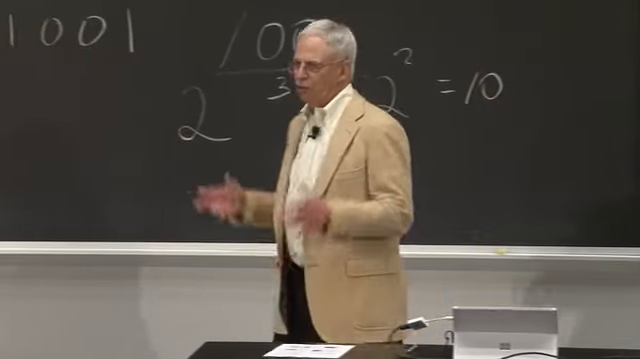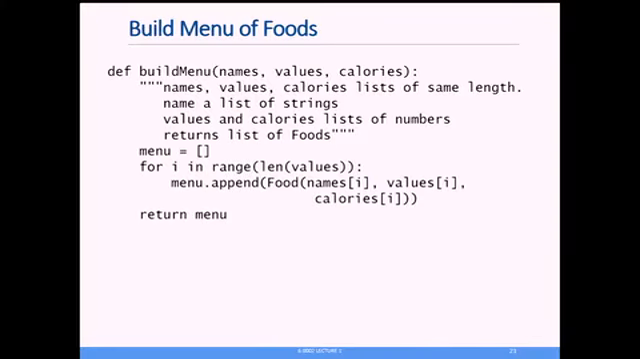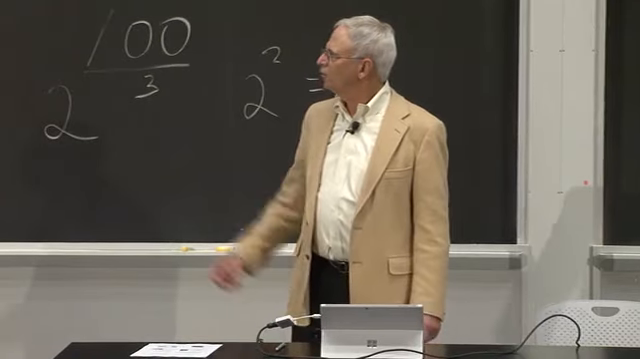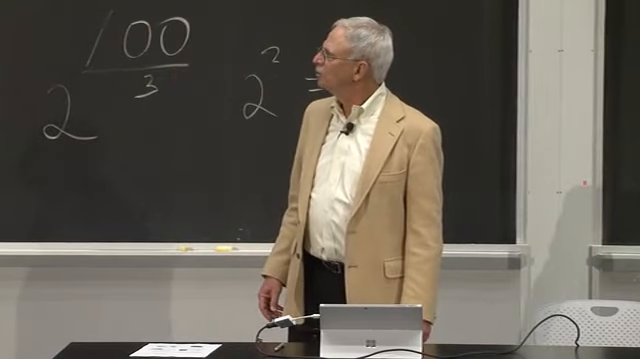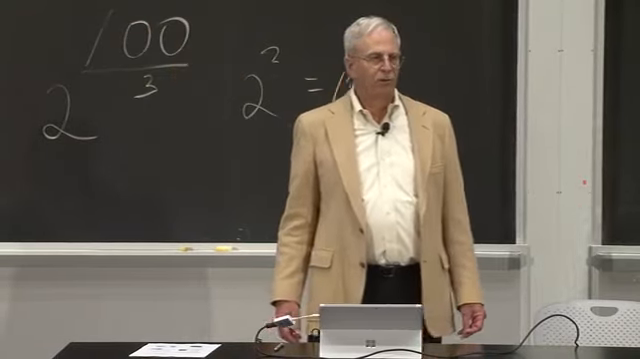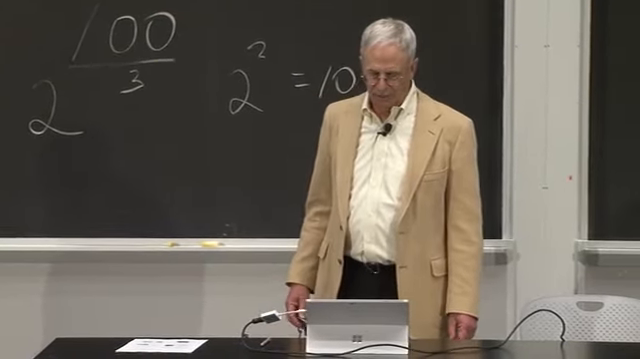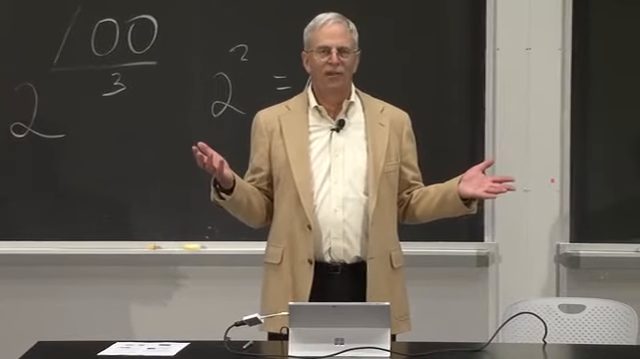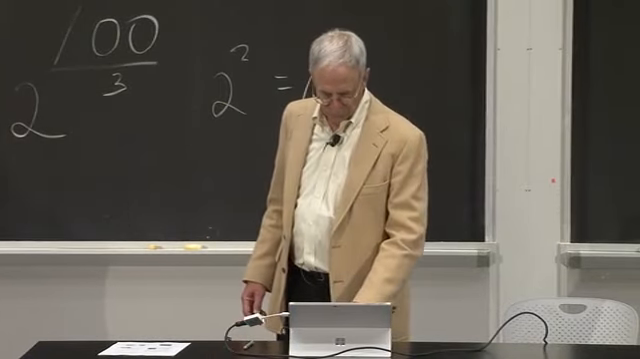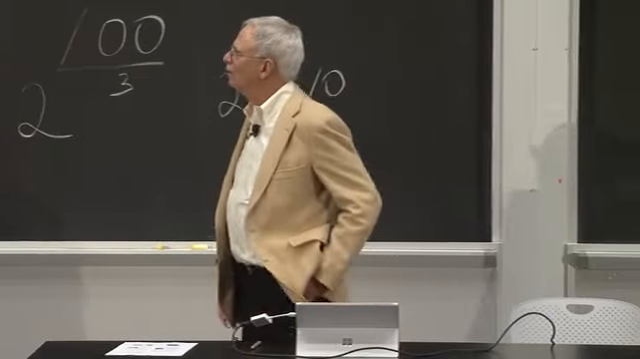Then I'm going to have a function called buildMenu, which will take in a list of names and a list of values of equal length and a list of calories that are all the same length. And it will build the menu. So it's going to be a menu of foods, rather. And I build each food by giving it its name, its value, and its caloric content. Now I have a menu. Now comes the fun part.